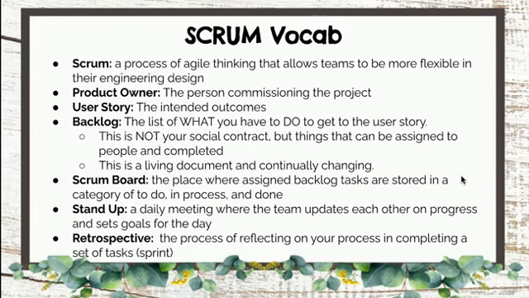The backlog is the list of what you have to do to get to the user story. This is not our social contract. This is an agreement of how we're going to treat each other, but this is actually what can be assigned and completed. The backlog was something that I was noticing students were getting confused because they were like, oh, we all need to agree to be kind to each other.